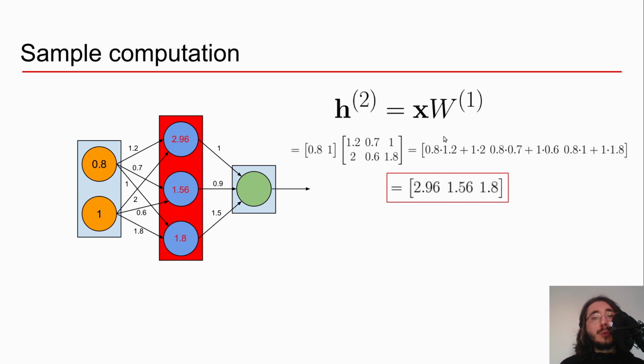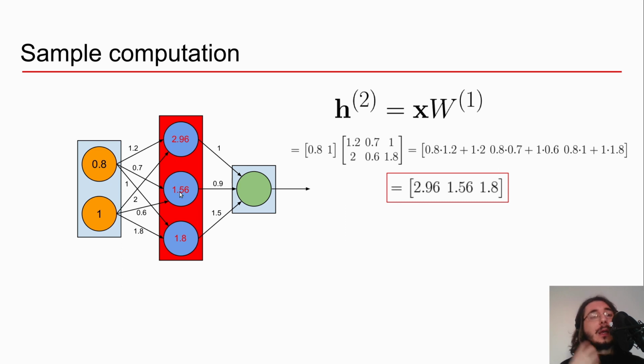If we run all of the math, we come up with these results, and as you can see, I've filled them into the diagram here. And so 2.96 is the net input for the first neuron of the second layer.